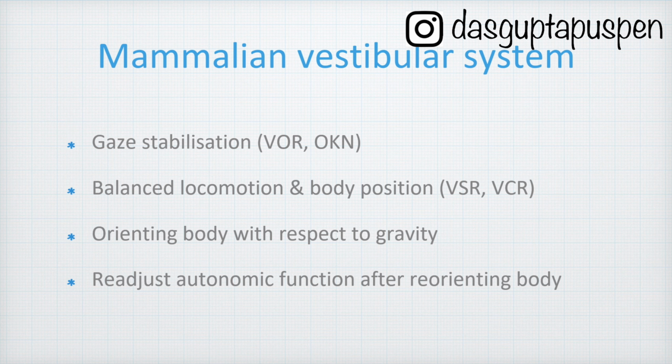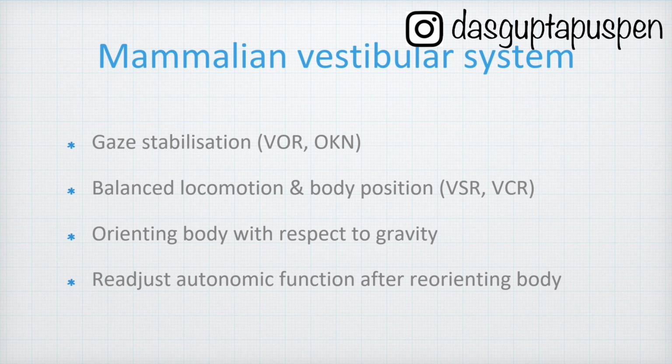Second function is ensuring that locomotion, that is traveling from one point to another, such as walking from one point to another or running from one point to another, is possible in a balanced manner. Also, your current position, maybe you're sitting, maybe you're lying, maybe you're standing, that position also should be balanced. This balance in your body position as well as in your locomotion is ensured through the vestibulospinal reflex and the vestibulocolic reflex.